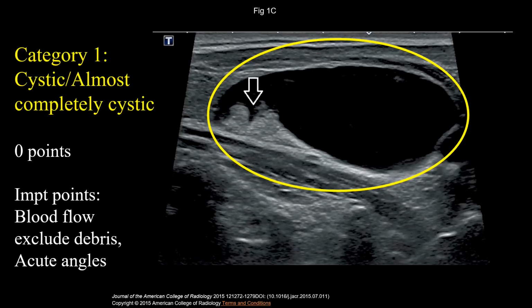And something else that's really important is, are there acute angles of the nodularity within the cyst? So if you look over here, this is an obtuse angle of this portion of the solid component. If it were an acute angle, even if this was a mostly cystic lesion, acute angles with nodularity with blood flow in it is definitely more suspicious than obtuse angles. So it's something that you want to definitely look out for.